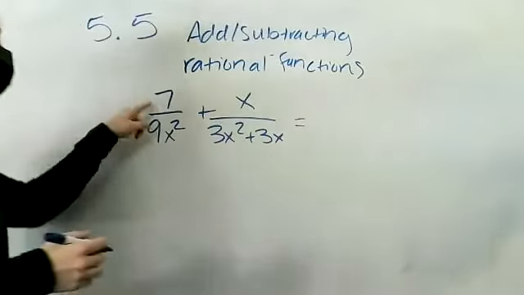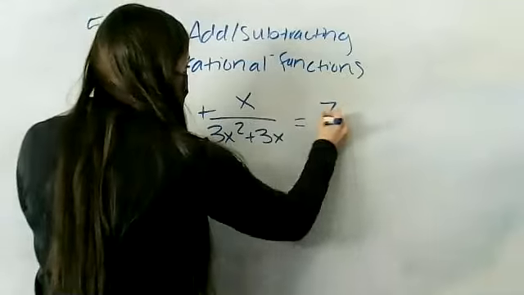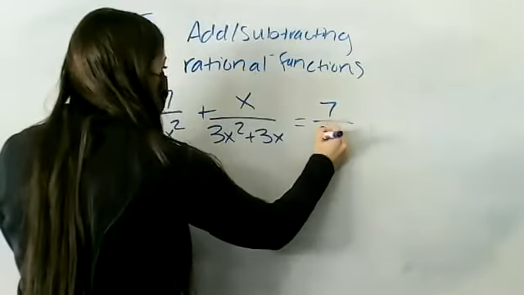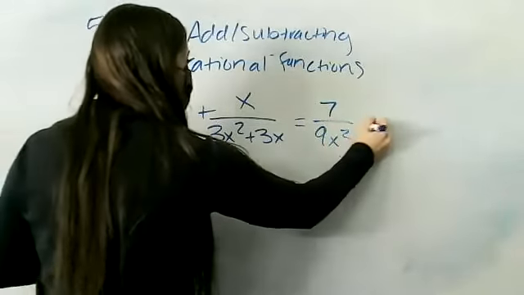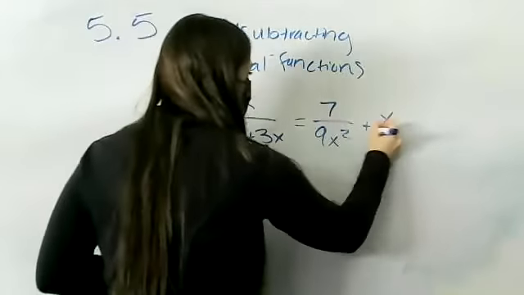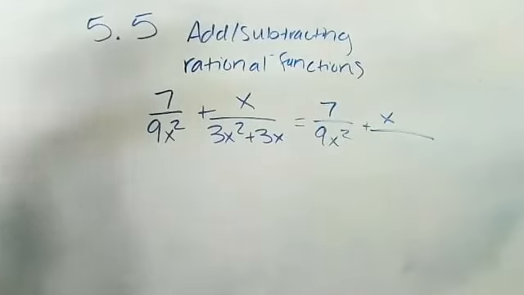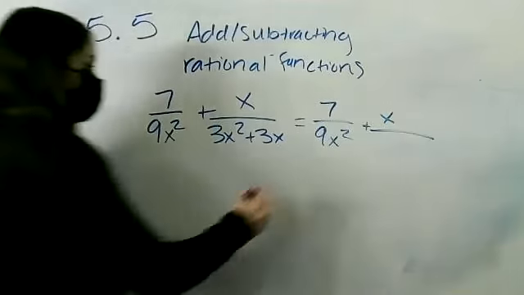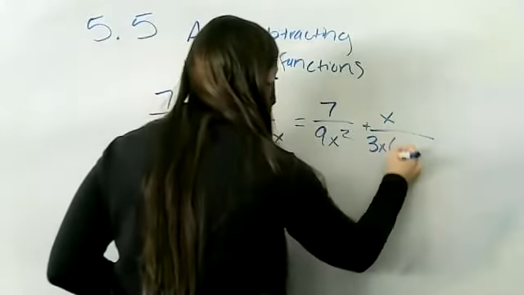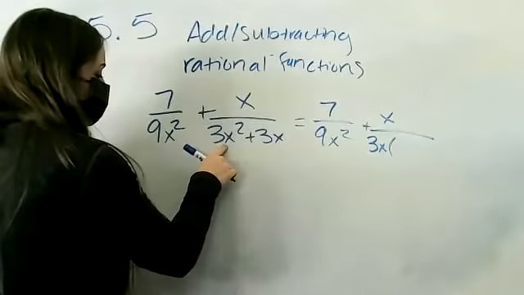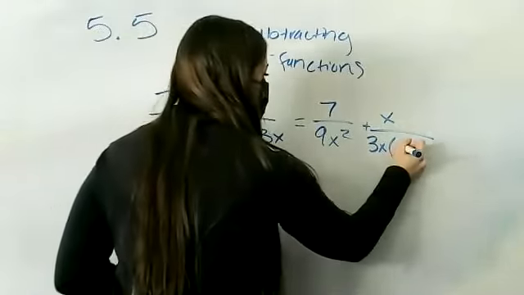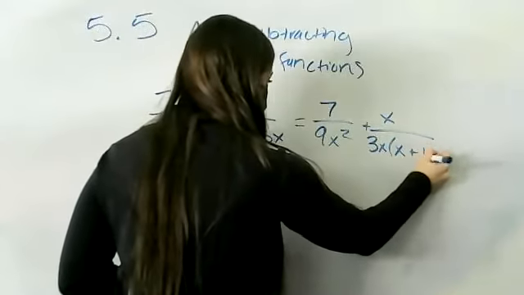Is 7 factorable? No. Okay, is 9x squared factorable? Yes. Is x? No. How can I factor this denominator? 3x. Good, I'm gonna bring out a 3x, leaving me with what in this first term? 3x plus 1. Good, and then plus 1.